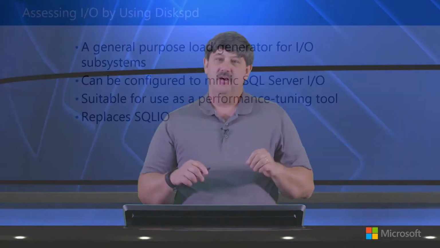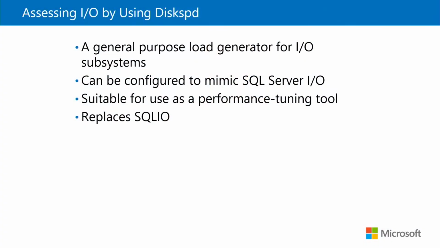So another tool that we can use to assess I/O for SQL loads and SQL usage is something called DiskSpd. I think it stands for disk speed. But what it lets us do is generate a load on I/O subsystems. The advantage this thing has over IO Sim is that it allows us to actually do a predictable load, and it is suitable for performance tuning. The disadvantage to this tool is we actually have to download this tool.